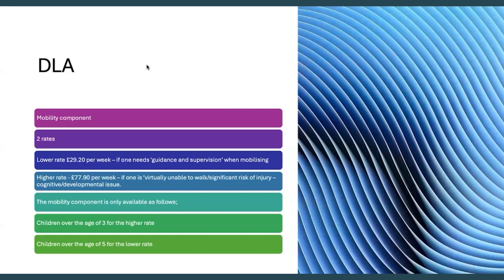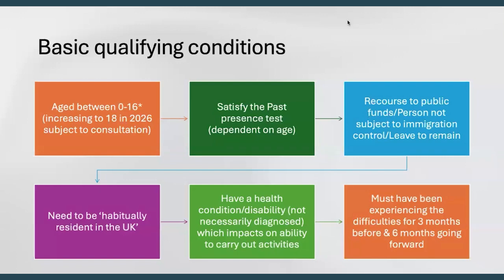Whilst I said before that disability living allowance is available for any child from 0 to 16, the mobility component is a little bit more restrictive. A child can only receive the higher rate for DLA once they hit the age of 3, and 5 for the lower rate. So the basic qualifying conditions for disability living allowance are these. First of all, living in England, Wales or Northern Ireland.